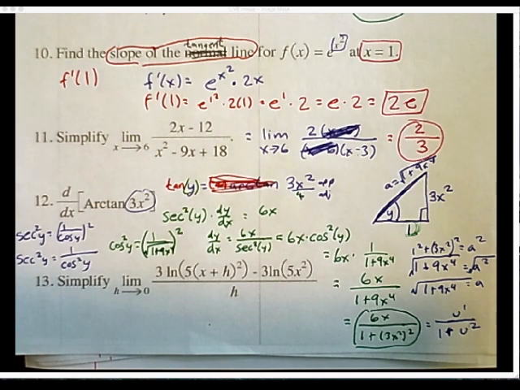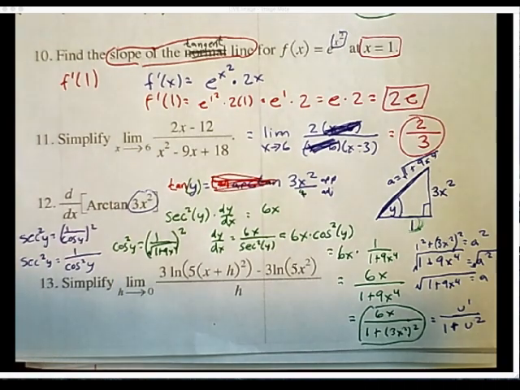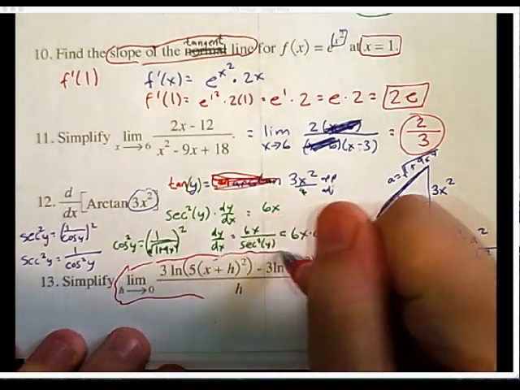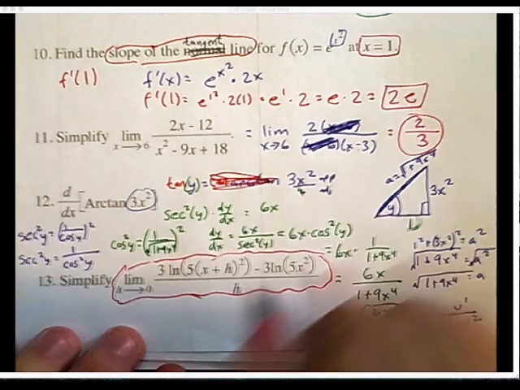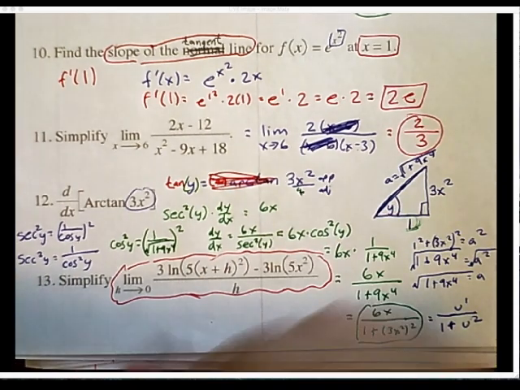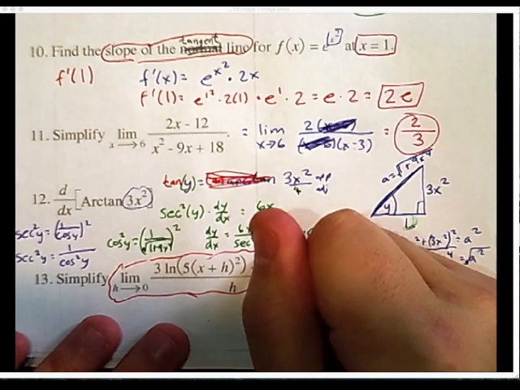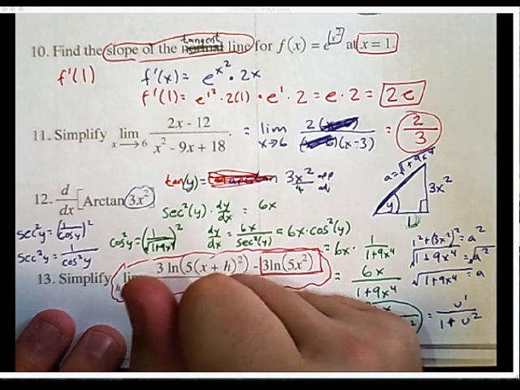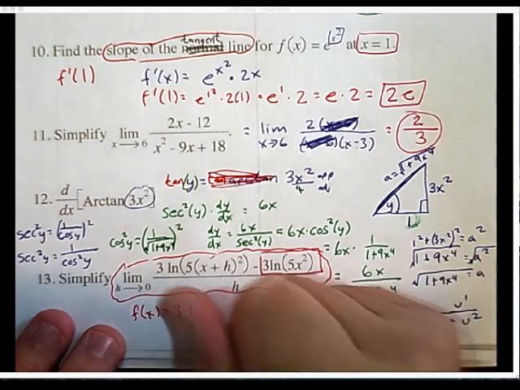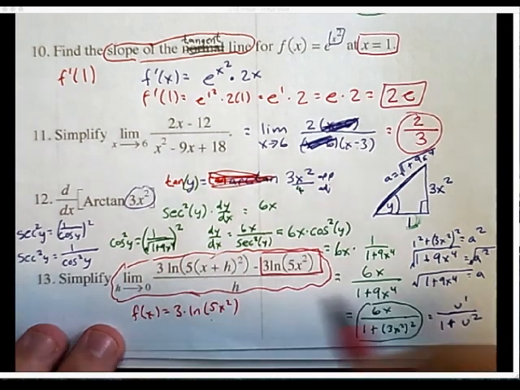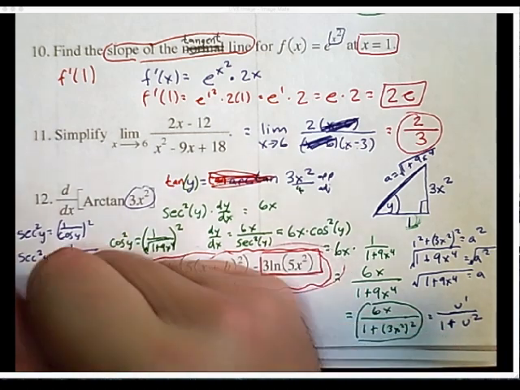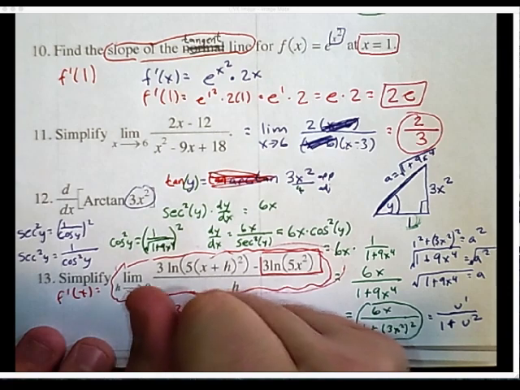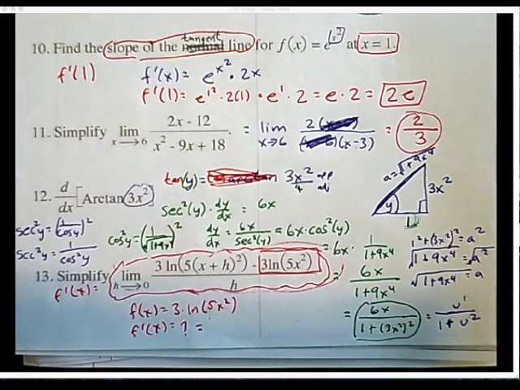All right, number 13, last question here. It says, simplify this. Now, this looks really, really complicated, but it's actually just about you recognizing the definition of derivative. So this part right here is the f of x. F of x simply equals 3 times the ln of 5x squared. And what this entire thing represents is f prime of x. So all we really want to do is figure out what the derivative is.